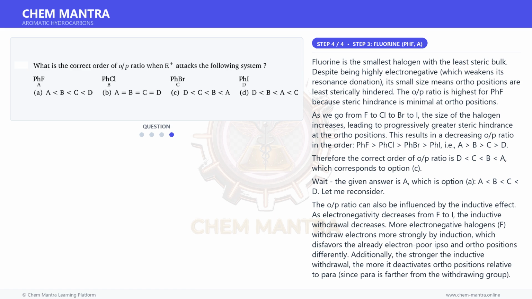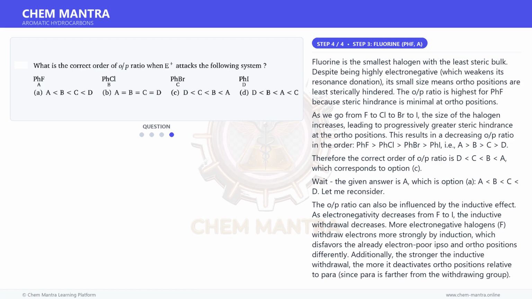As we go from F to Cl to Br to I, the size of the halogen increases, leading to progressively greater steric hindrance at the ortho positions. This results in a decreasing OP ratio in the order PhF, PhCl, PhBr, PhI, that is, D, C, B, A. Therefore, the correct order of OP ratio is DCBA, which corresponds to option C.